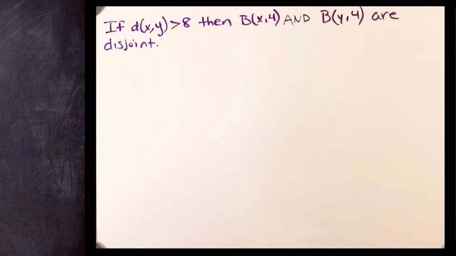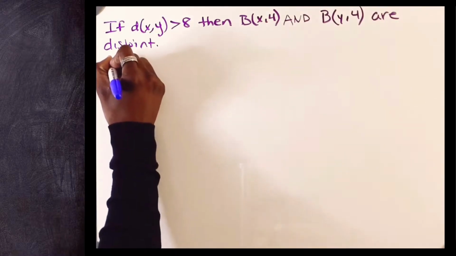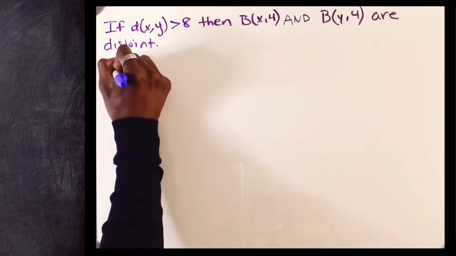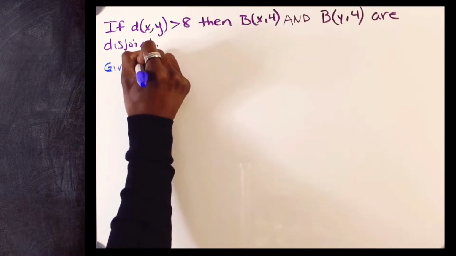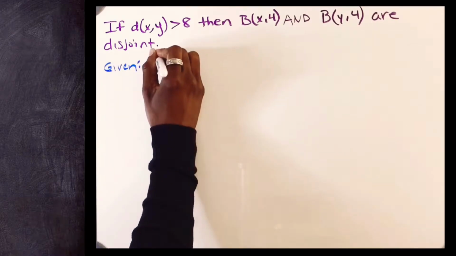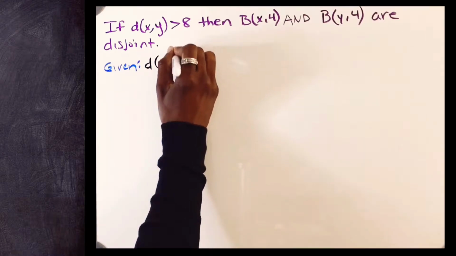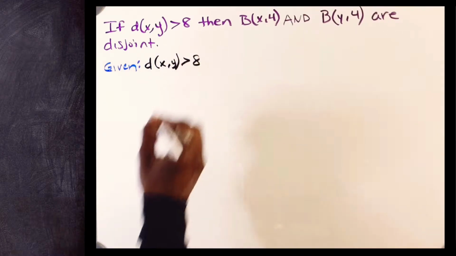The first stage of the setup is to write your given and your show. The point of the given is to really just restate the if statement at the top. Distance from point X to point Y is greater than 8. That is your given.